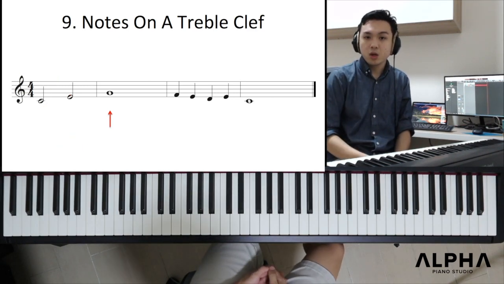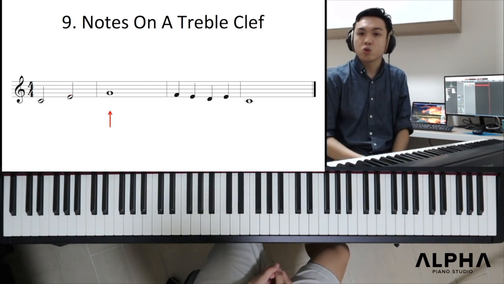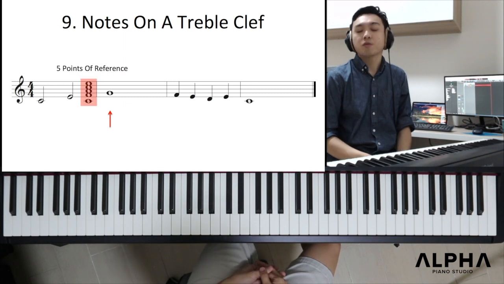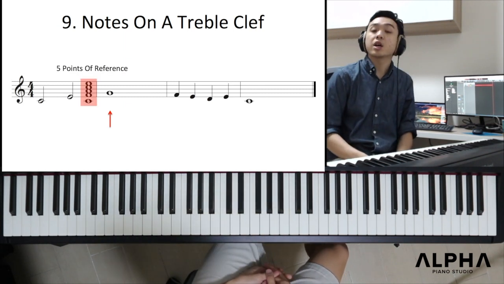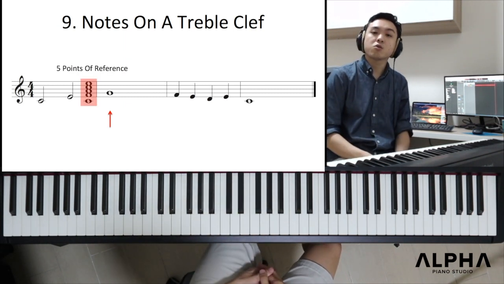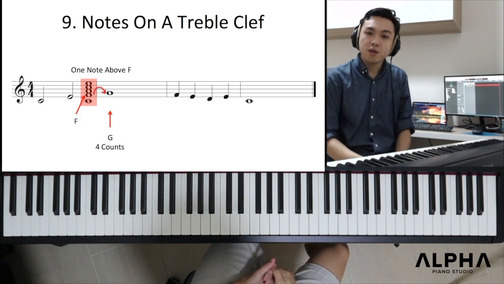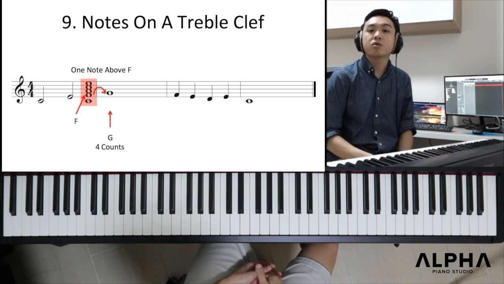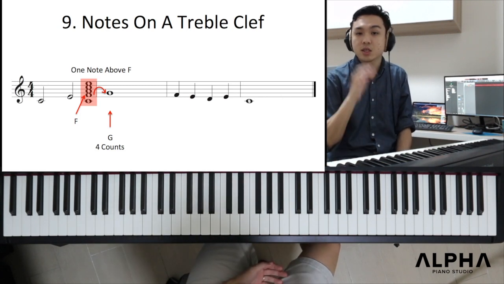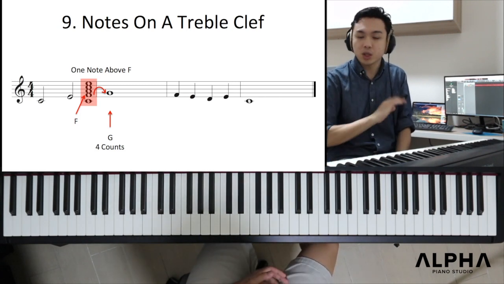Now the next note, if we're trying to figure out what note it is, we have to recall again our 5 points of reference, middle C and FACE in the space. And the closest point of reference is F. So this note is just 1 note above F, and it is G. And this is for 4 counts because this is a circle, right, without any tail or without any shading.